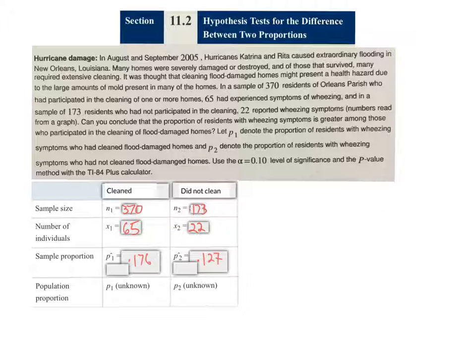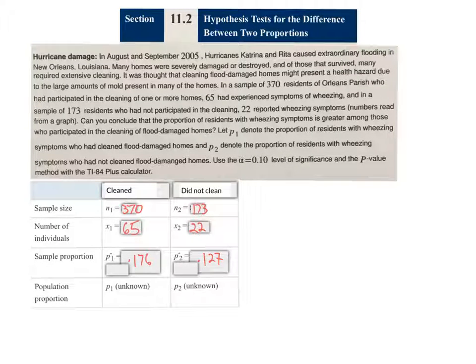All right, so now for the important part of the business. Let me go ahead and shrink all this. Actually, let me undo that sizing. All right, so I'll just write it right here. All right, so H naught and H1.